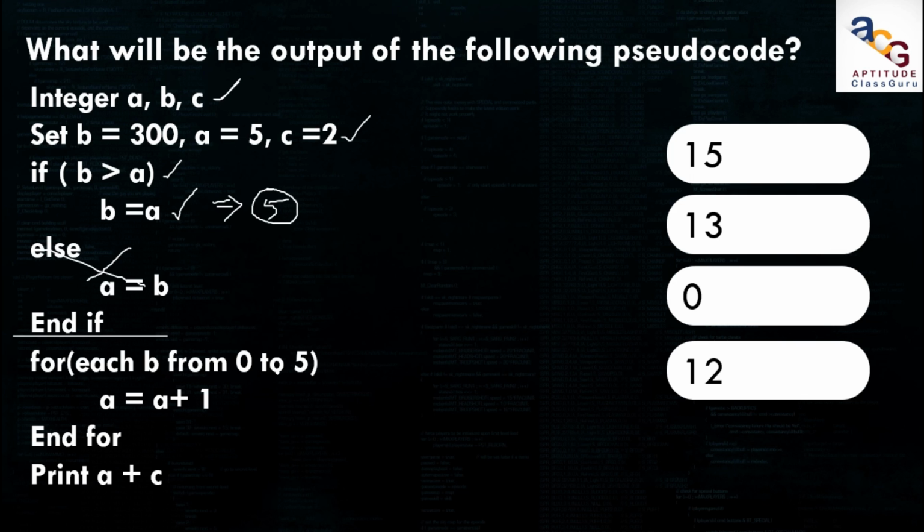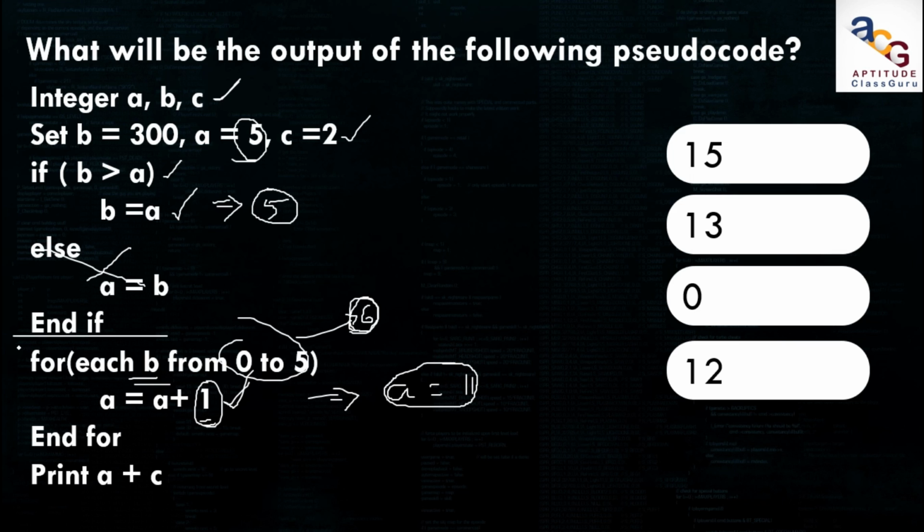For each B from 0 to 5, B is initialized from 0 to 5, so how many times will the loop run? 0 to 5 means 6 times, right? 6 numbers are there, 0 to 5. So the loop will run 6 times, and A will be incremented by 1 each time. So A value after this loop is 5 plus 6. Why? Because A is initially 5 and 6 times 1 is added to A, such that 11 is the answer of A after completion of this loop.